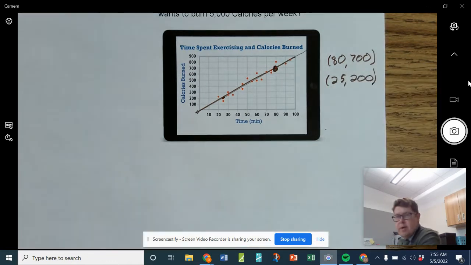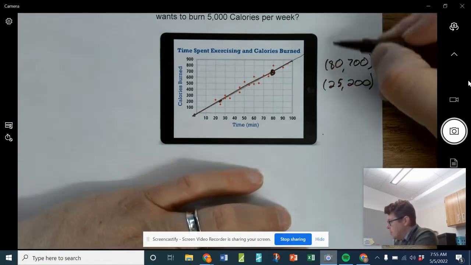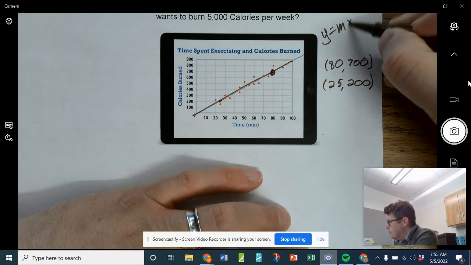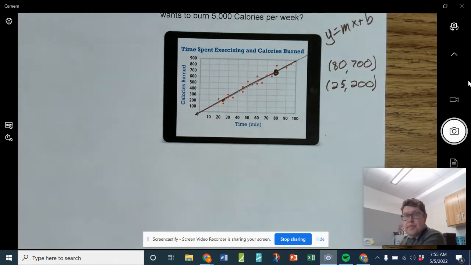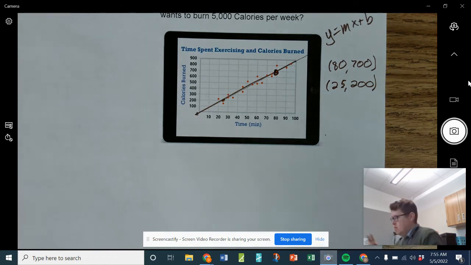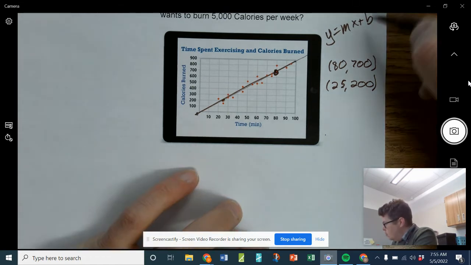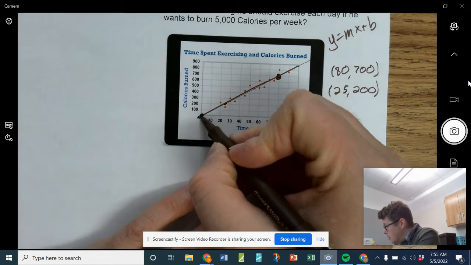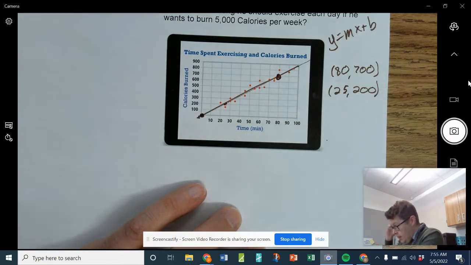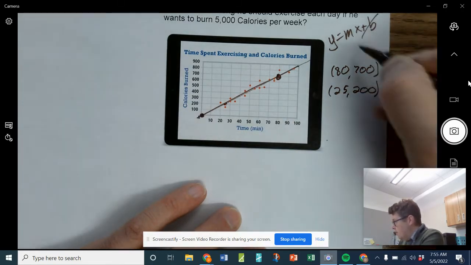So it's been a while since we've done finding slope and stuff like this, right? So we're going to generate an equation. And we can see that our y-intercept right here is pretty easy. It's 0. So we don't have to worry about that. We'll just worry about the slope.